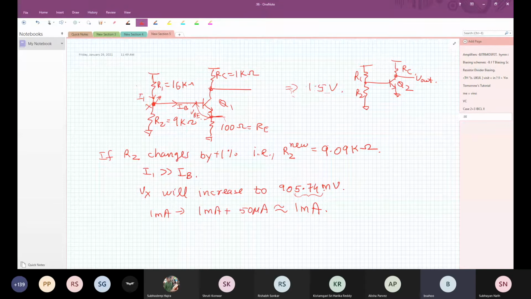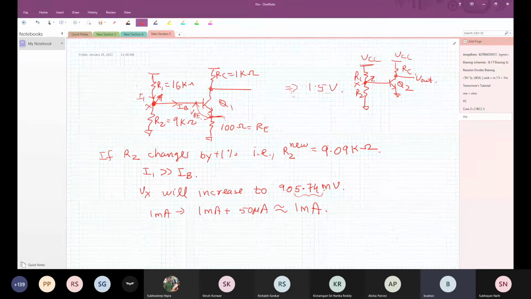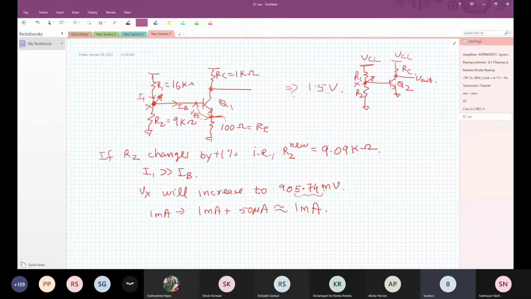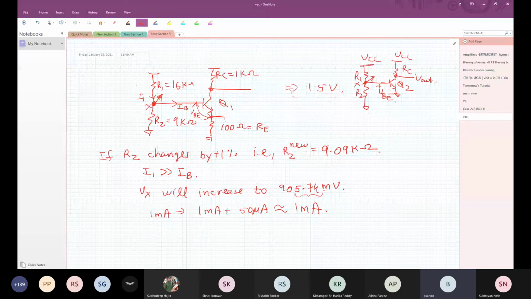One scenario is this node voltage Vx increases due to some reason. It could increase if VCC increases. It could increase if R2 increases. Any of these reasons Vx can increase. This Vx increase in the second case directly comes as VBE. As soon as it increases VB, the IC is going to increase and the output is going to drop.